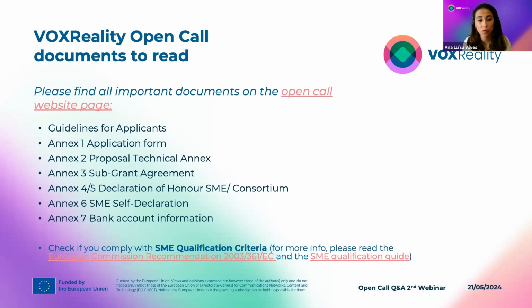Also important to note these other annexes, meaning the declaration of honor in case you are an individual or a consortia, the self-declaration for an SME, and the bank account information important for the transfer of funds. Please check if you comply with the SME qualification criteria by checking the European Commission recommendation mentioned here and the SME qualification guide in case you have any doubts of the qualification of your SME or of your company.